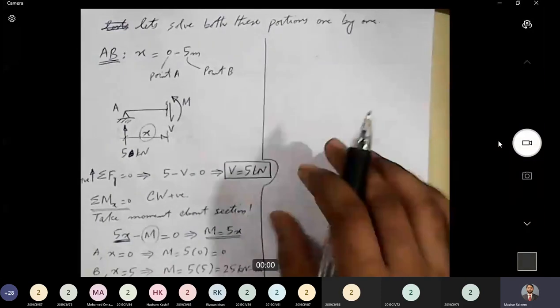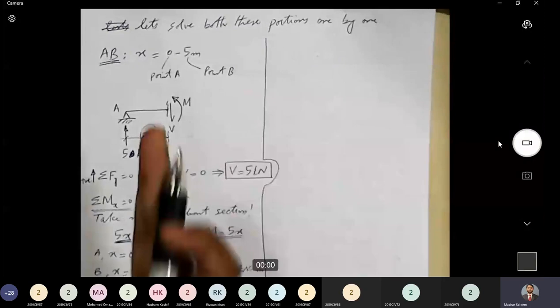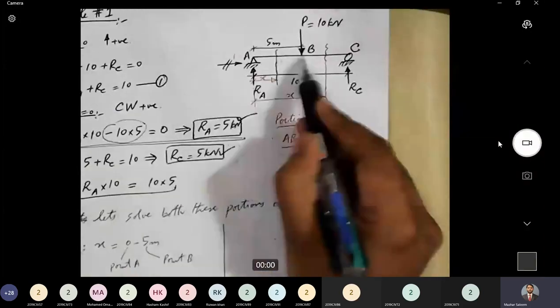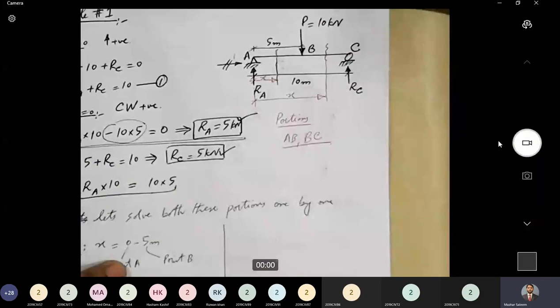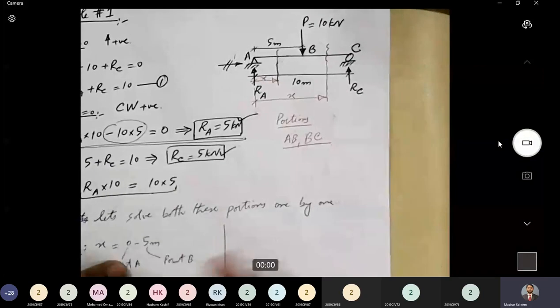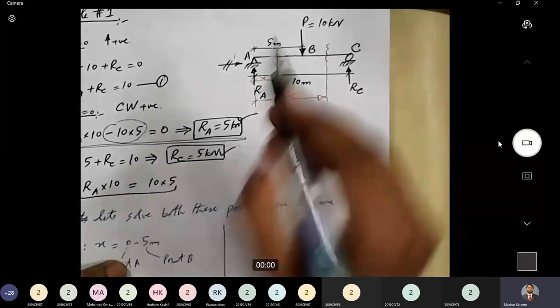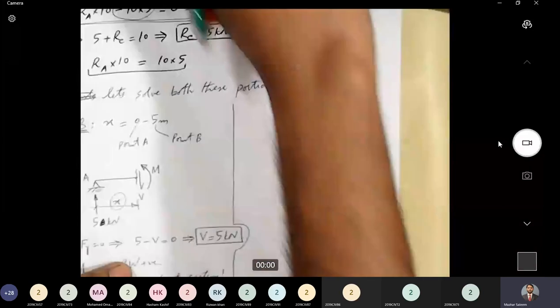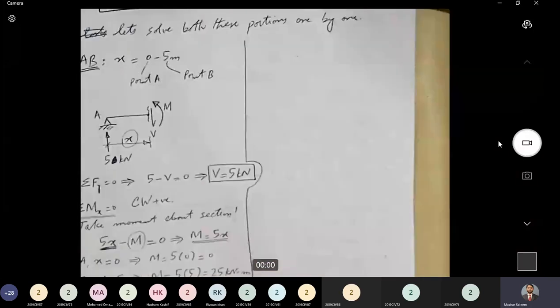So this was the first section, first portion AB. Now we have got the shear force and bending moment for this portion. Now let's move to the next portion, portion BC. Let me draw the free body diagram for portion BC. What will be the free body diagram for this portion?